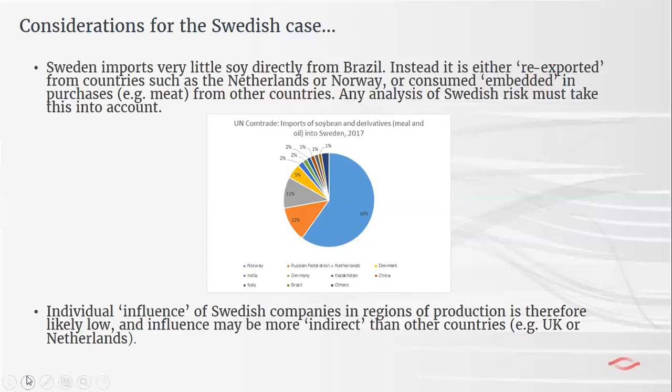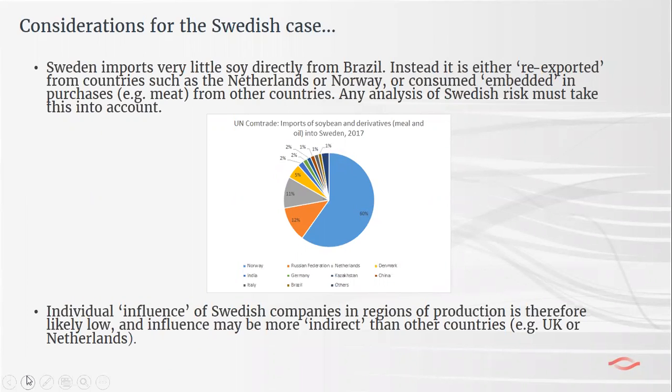We do have in the Trace team the ability to make estimates of such re-export activity or embedded flows, but those rely more on a model-based approach rather than a data-driven approach. So whilst we can make estimates and we can incorporate, for example, the supply chains in Norway or the Netherlands in analysis for Sweden, that ultimately will be less powerful probably than an analysis of the direct supply chain that's been conducted, for example, for the UK.